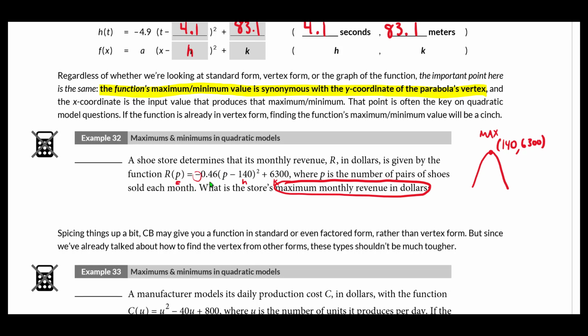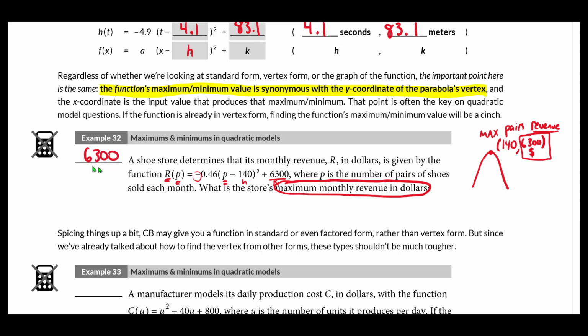Well, remember, they told us that the P values here are like our x values, our input. Our P values are a number of pairs of shoes, so that's 140 pairs of shoes. And R, which is like the y value, is the revenue in dollars. So that 6,300 is a number of dollars, and it happens to be the maximum revenue, which means the answer to this question, very simply, is just $6,300.